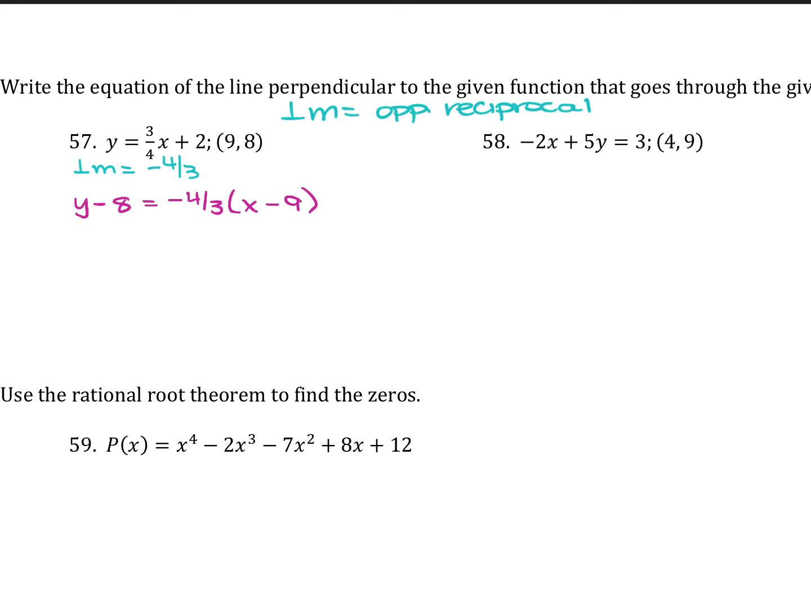You don't have any double negatives anywhere, so distribute in that negative 4/3. This leaves you with y minus 8 is equal to negative 4/3 x plus, 4 times 9 is 36, divided by 3 gives you 12. From here, just move your 8 over, add it to both sides, and you have that y is equal to negative 4/3 x plus 20.